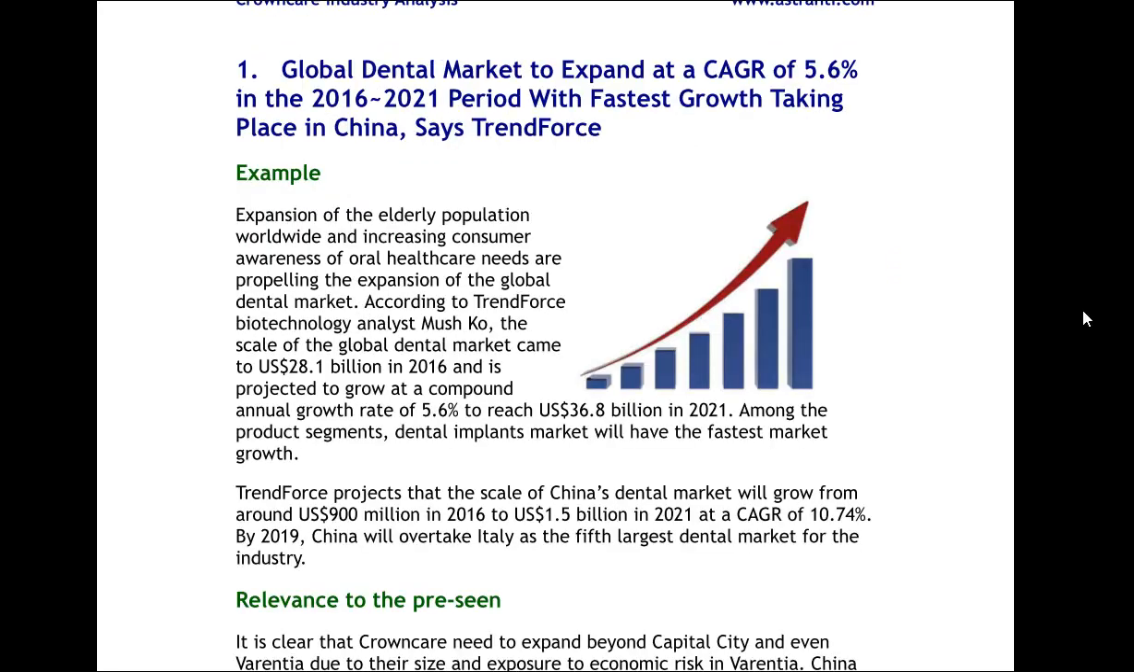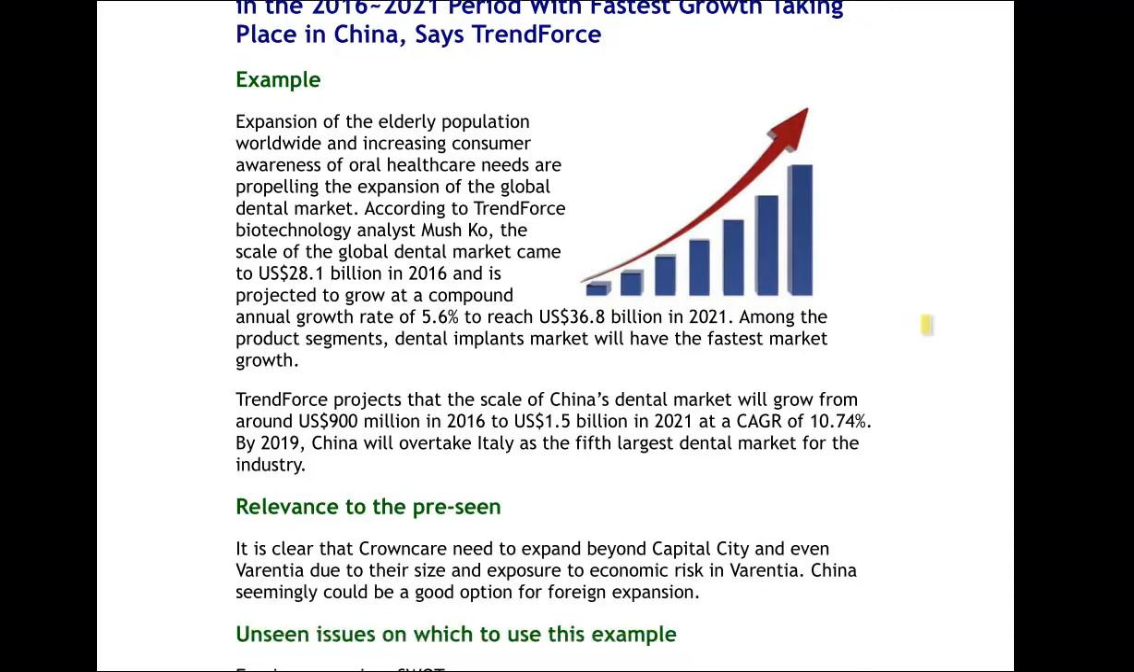For example, the global dental market is set to expand at a compound annual growth rate of 5.6% through to 2021. So the fastest growth is going to be in China, so this informs us about where we need to maybe market the most, but also that our revenues are quite safe moving forward, and this can inform our decision to acquire and expand.